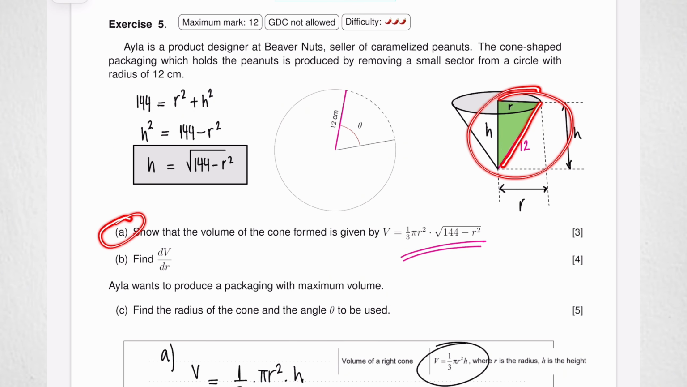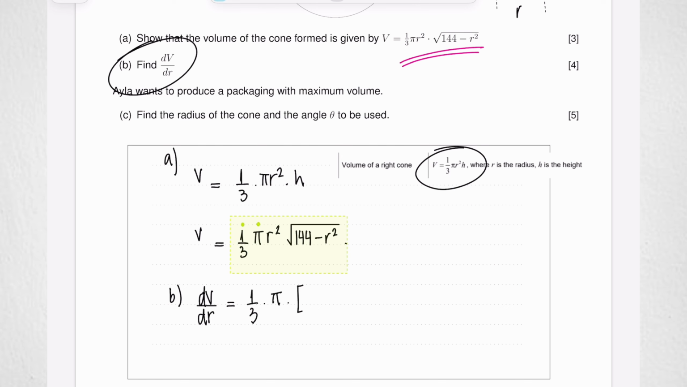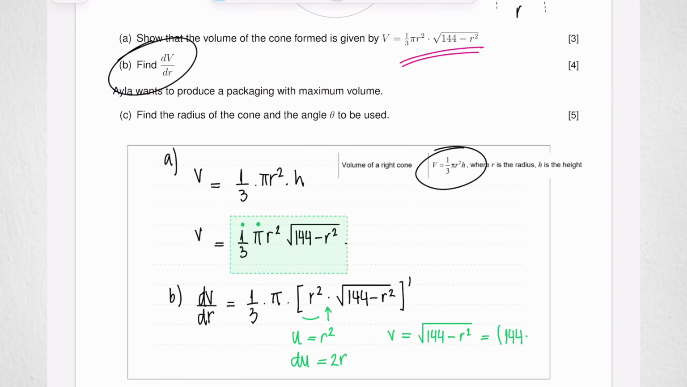Now this is the volume. 1/3 and pi are just constants. What we actually need to differentiate here is r squared times the root of 144 minus r squared. And for this, we need to use the product rule. Let's call u r squared, which means that du is 2r. Let's say that v is the root of 144 minus r squared, which by the way can be rewritten as 144 minus r squared to the half.